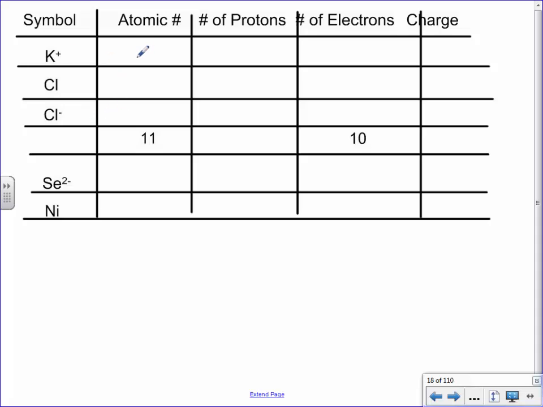So potassium, by virtue of being potassium, is number 19, which means it has to have 19 protons, otherwise it's not potassium. But if it is a positive, it only has 18 electrons, because it's lost an electron. Does that make sense? To become positive, you lose an electron. And so then you have a charge of +1.